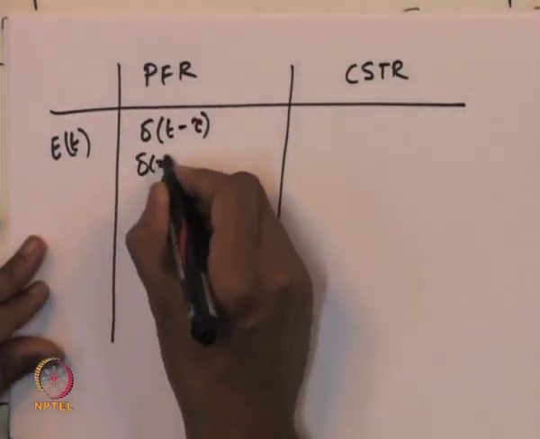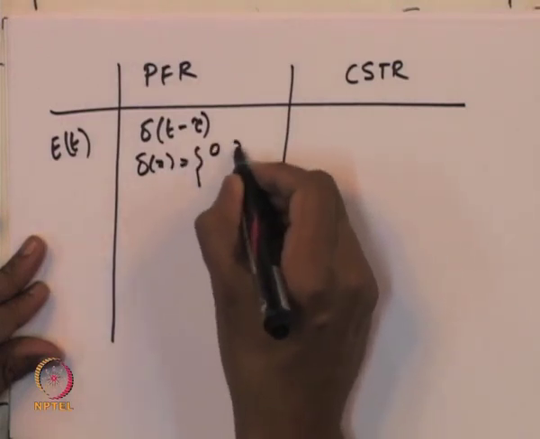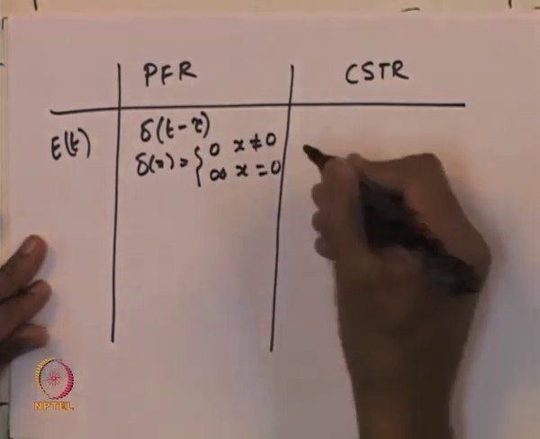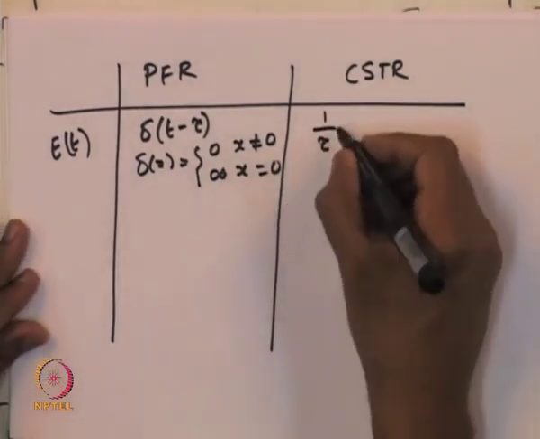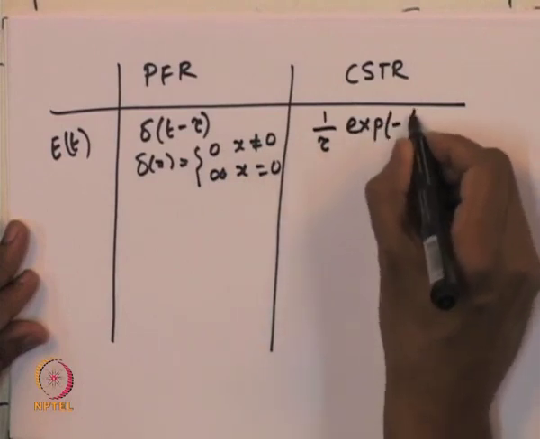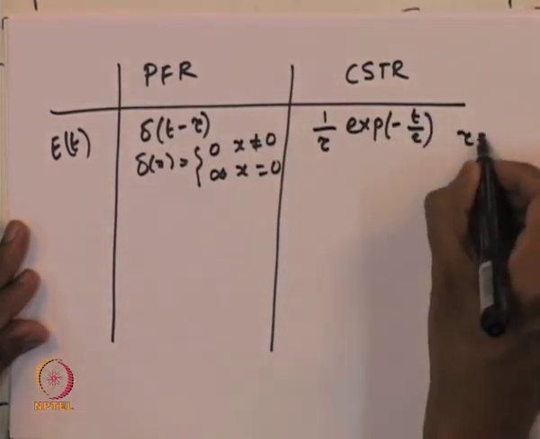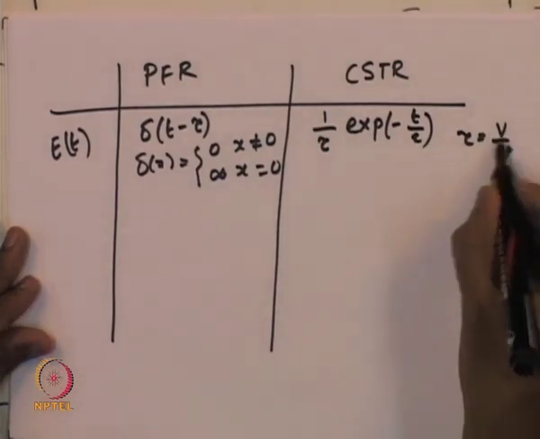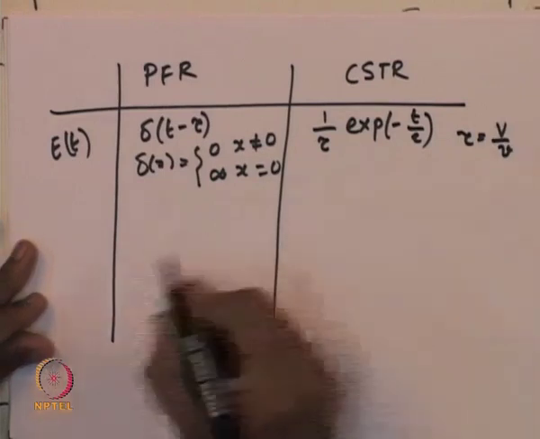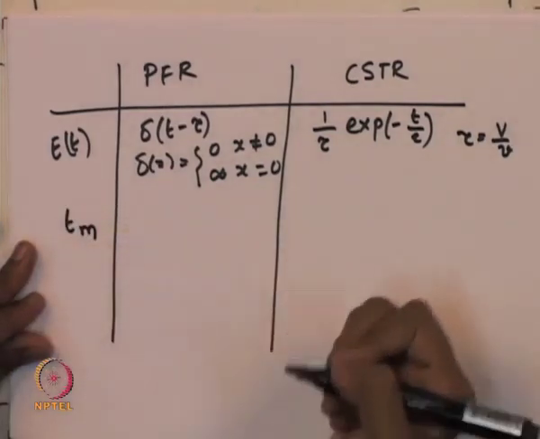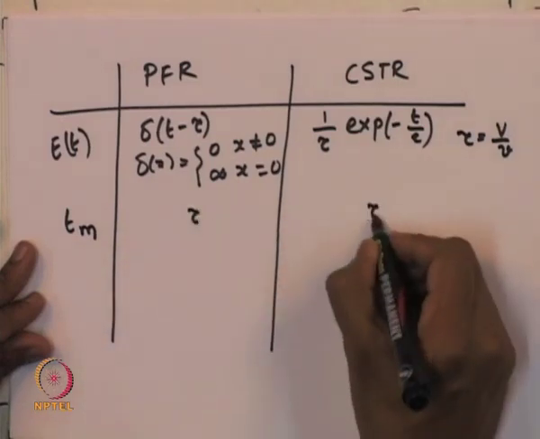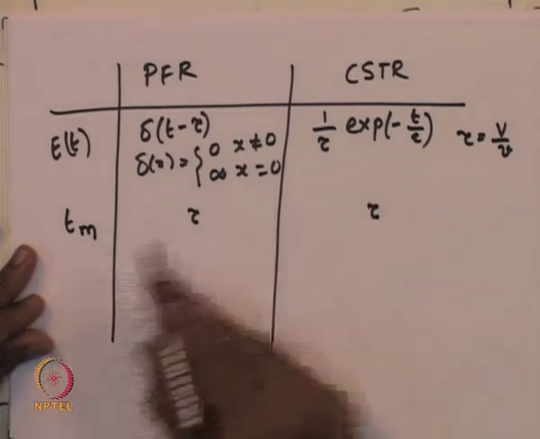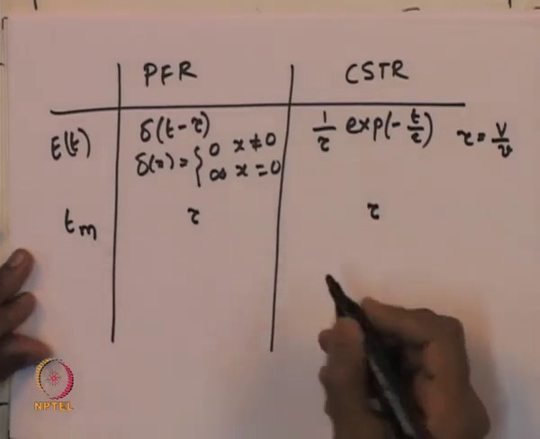And here delta x is defined as 0 for x not equal to 0 and infinity for x equal to 0. The corresponding RTD function for the CSTR is 1 by tau exponential of minus t by tau, where tau is the space time, which is given by the volume of the reactor divided by the corresponding volumetric flow rate, v by v. The mean residence time for a plug flow reactor is given by tau, and it is the same for the CSTR because there is no dispersion, and so the mean residence time should be equal to the space time of the reactor itself.